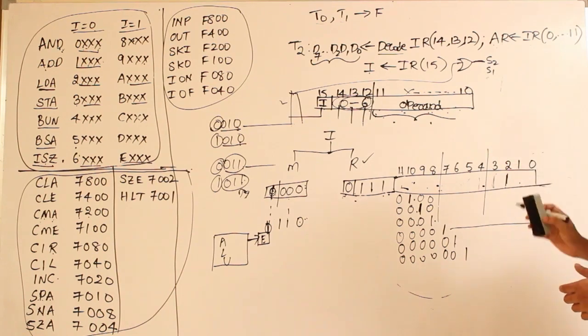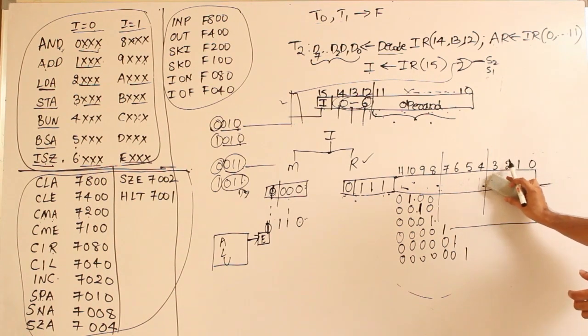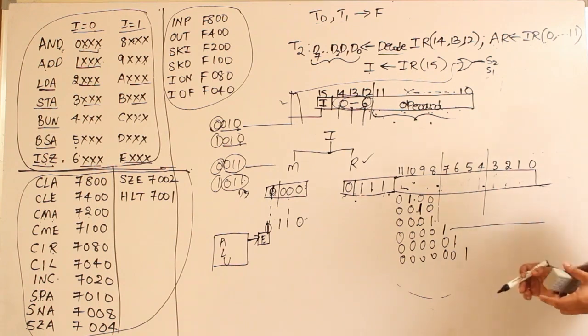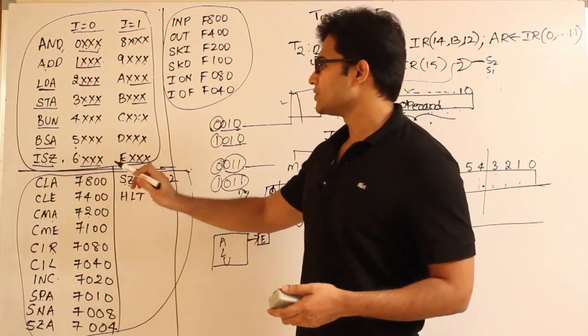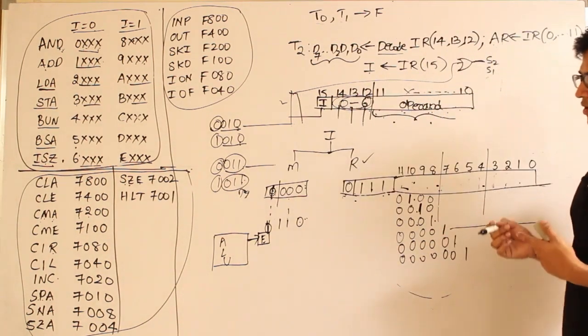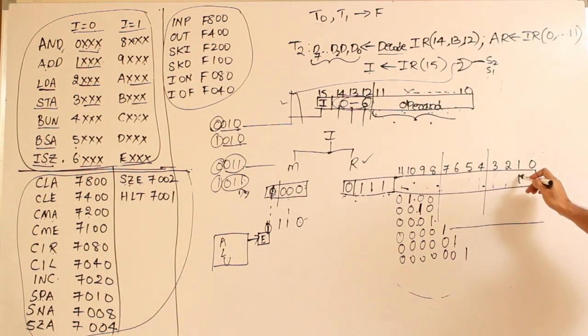And the next one is skip if E is 0, SZE, which means skip the next instruction if the flag E is 0. So we have E, you have to check it, and then skip, right? So this one is used. 7002 means this one: 7 is this, 00, and then 2 means this one.